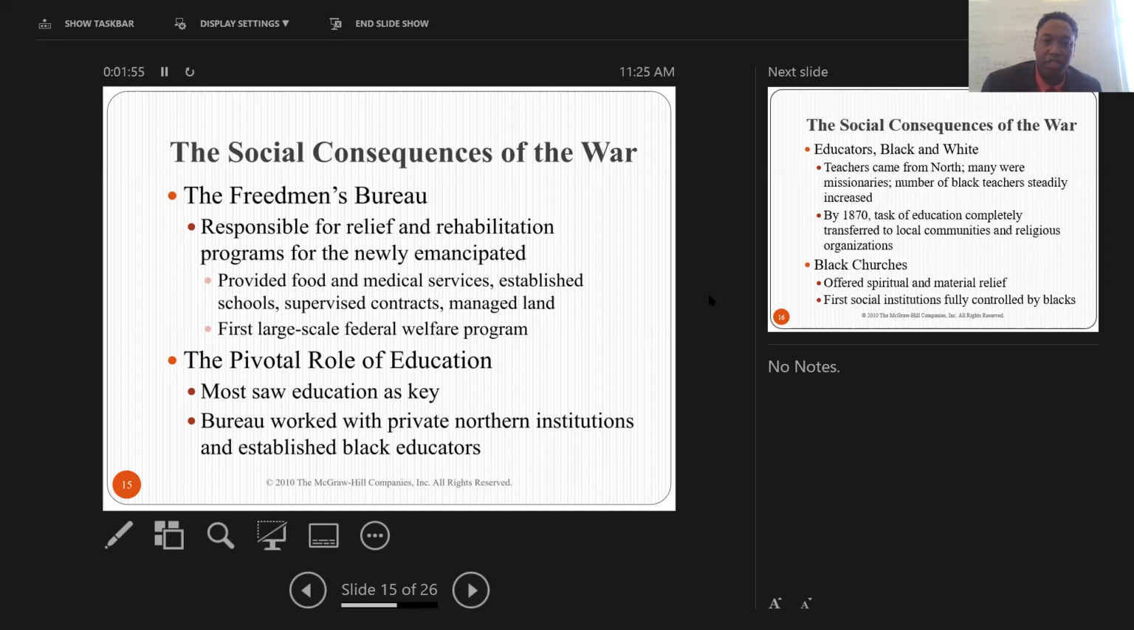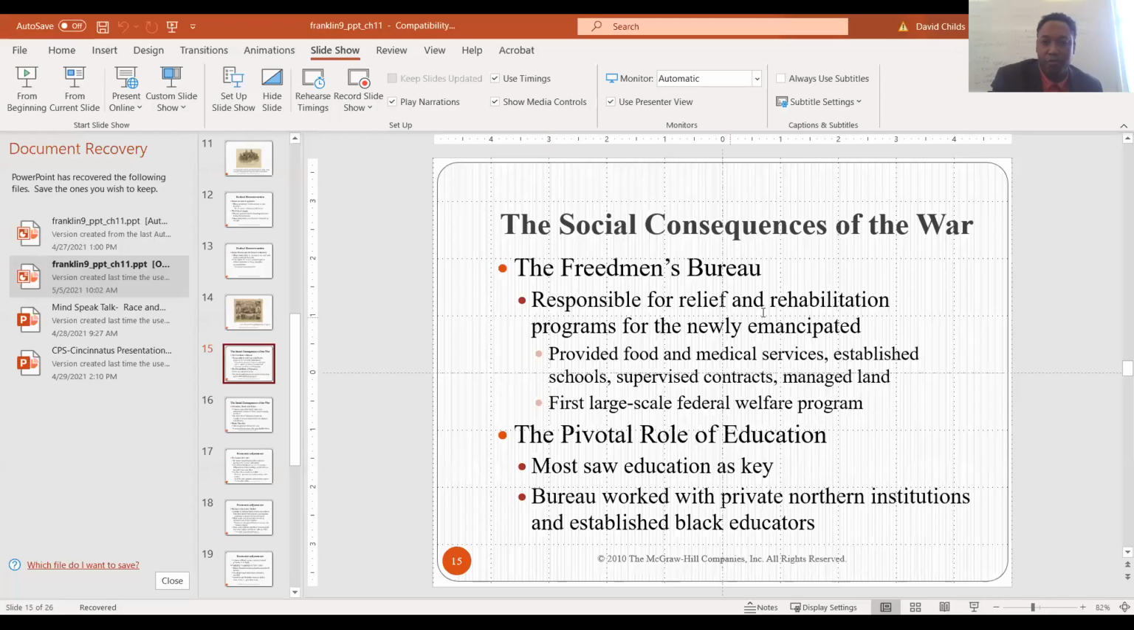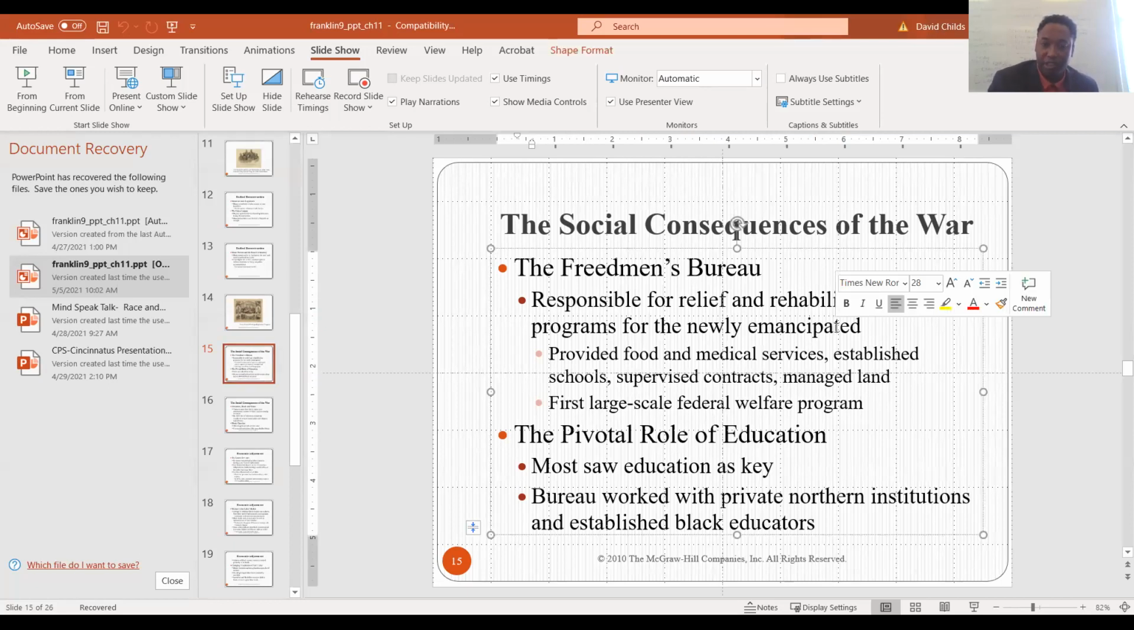They were responsible for relief, and I got some notes up here you can maybe reference. They were responsible for relief and rehabilitation programs for the newly emancipated, the people that were newly free. They provided food, medical services. They established schools, supervised contracts, managed the land. First large-scale federal welfare program. It was a large welfare program all over the South to help the newly freed Blacks.